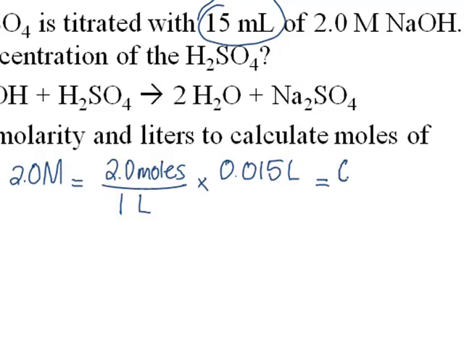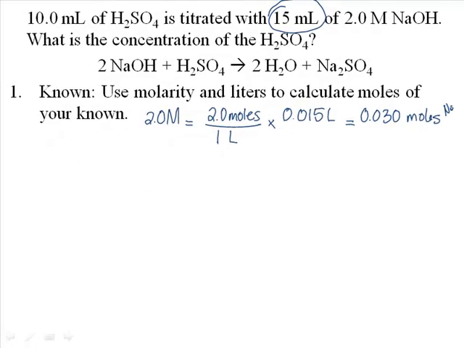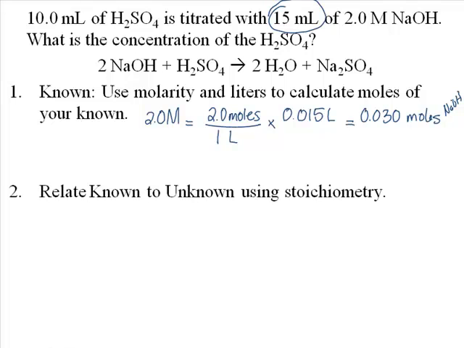And when I do that, I learn that I used 0.030 moles of my known, which in this case is NaOH. That's my first step. I multiply concentration times volume in order to get the number of moles. In my second step, I relate the known to the unknown using stoichiometry.